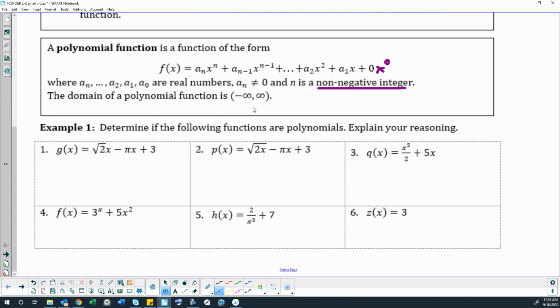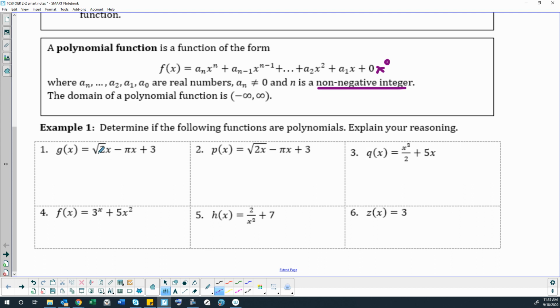We're going to go through these 6 questions and figure out if these are polynomials or not. So let's look at these rules. The coefficients have to be real numbers. That just means they're not imaginary. N has to be a positive integer, whole number exponents on our variables, right?